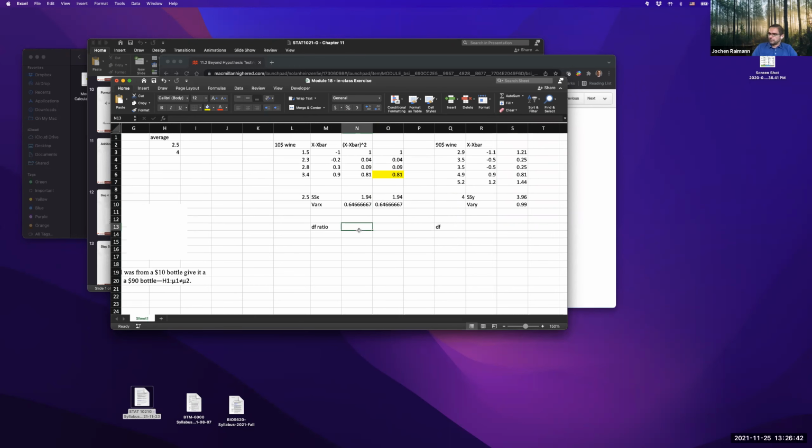So we have degrees of freedom here, the degrees of freedom total, DF total, which is the count of these entries plus the count of these entries.